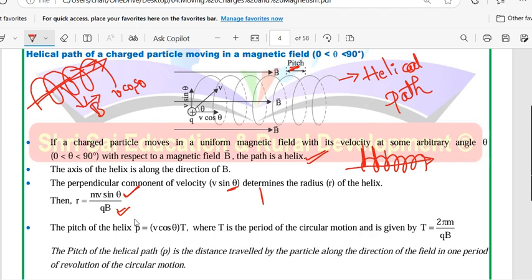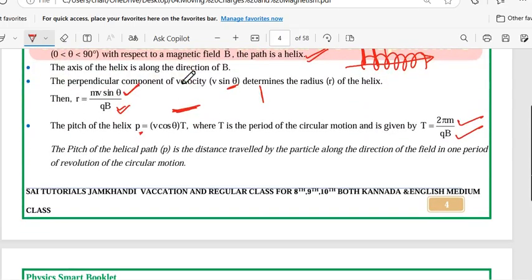So the pitch of the helical path, p, is equal to v cos theta, that is along the horizontal direction, along the direction of the magnetic field, into the time period. The pitch of the helix is p = v cos theta into T, where T is the period of the circular motion, and it is given by T = 2 pi m / qB.